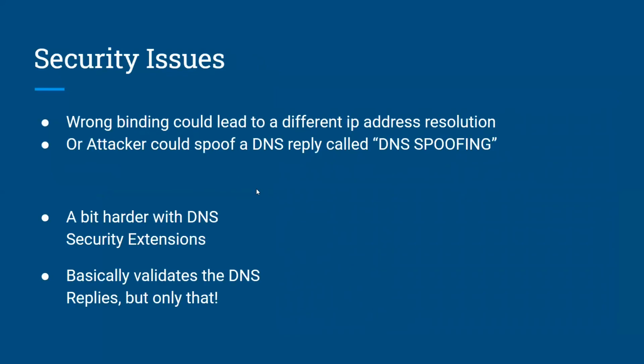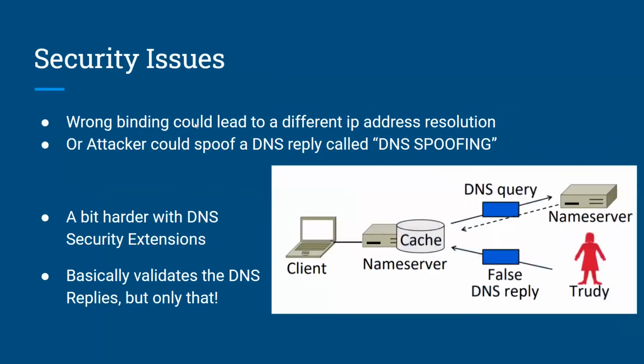So let's look at some security issues. The wrong binding itself: when you're registering, let's say it got messed up, then it automatically goes to a different IP address and results in a different IP address resolution. Another one: an attacker could spoof a DNS reply, and this is known as DNS spoofing. So when the client issues a DNS query, then Trudy could reply saying, oh, here's the IP address of the web page you're looking for.